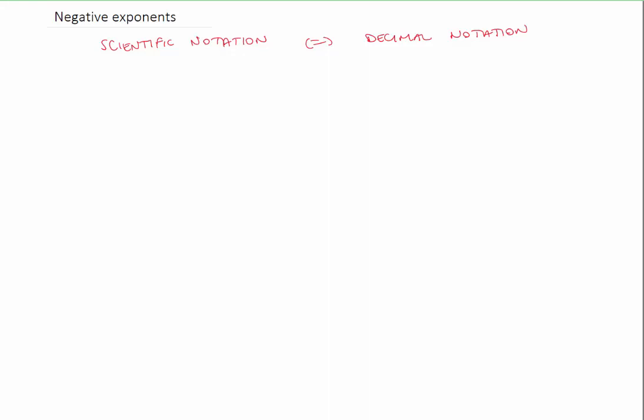In this video, I'd like to think about negative exponents. So an example of that would be 5 times 10 to the power minus 3 in scientific notation. Now the general rule for that, I'm going to write this at the top, is that if we've got 10 to the power minus n, that is equivalent to dividing by 10 n times.